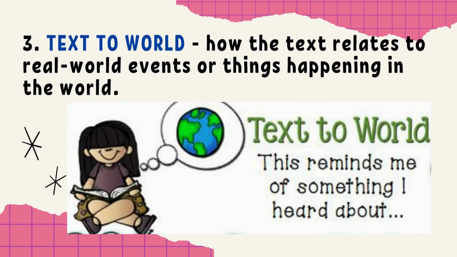Number 3, text to world. This means you think about how the text relates to real-world events or things happening in the world. Example: if you read an article about saving endangered animals, you might think about news stories you've heard about efforts to protect wildlife and why it's important for everyone. These connections help you understand and enjoy what you read even more.